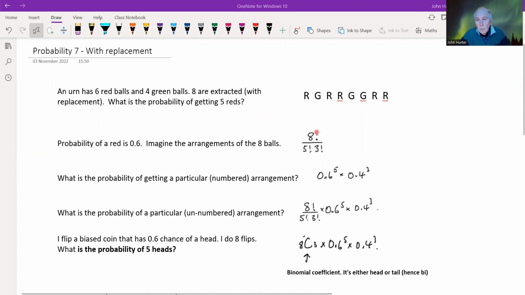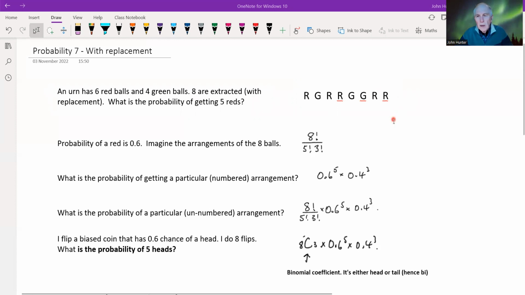What we're going to do here is imagine that if we're putting them back, then I want to record it, don't we? So let's imagine that we just write in horizontally the result of the extraction, red or green. So here's 8. This particular arrangement only has 1, 2, 3, 4, 5 reds. So that would be a kind of success in the sense of this trial.